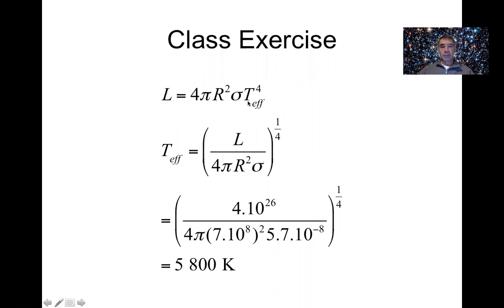So we need to rearrange the equation to make what we want, the temperature, the subject. So that leaves us with this term on the right, and then we just need to put the numbers in. So we can put in the luminosity of the sun, we can put in the radius of the sun here, and this is the Stefan-Boltzmann constant, 5.7 times 10 to the minus 8. And if you calculate all those numbers and take the fourth root, then you end up back at 5,800 Kelvin again.